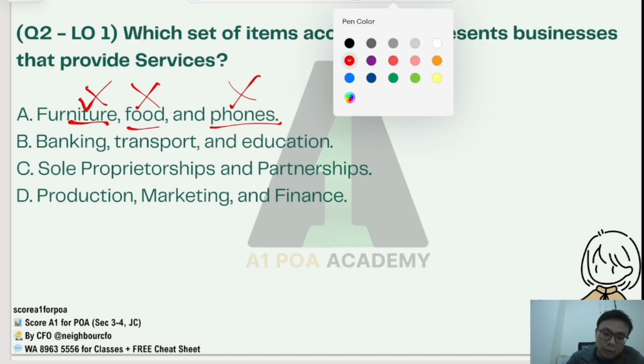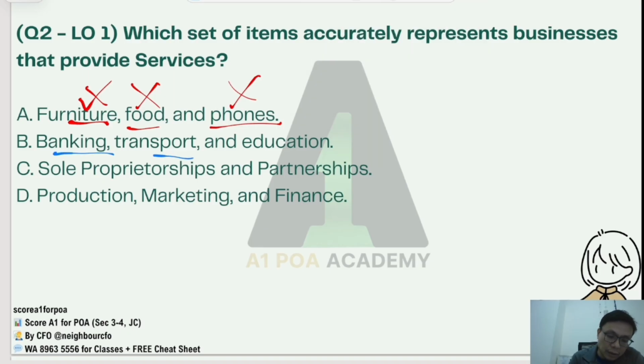So let us now take this: education for sure is services, transportation likewise is services, banking likewise is services, right? You pay for all this, but you don't bring home anything at the end of the day, because these are something that you cannot bring back home, right? Because it is not tangible in the first place.